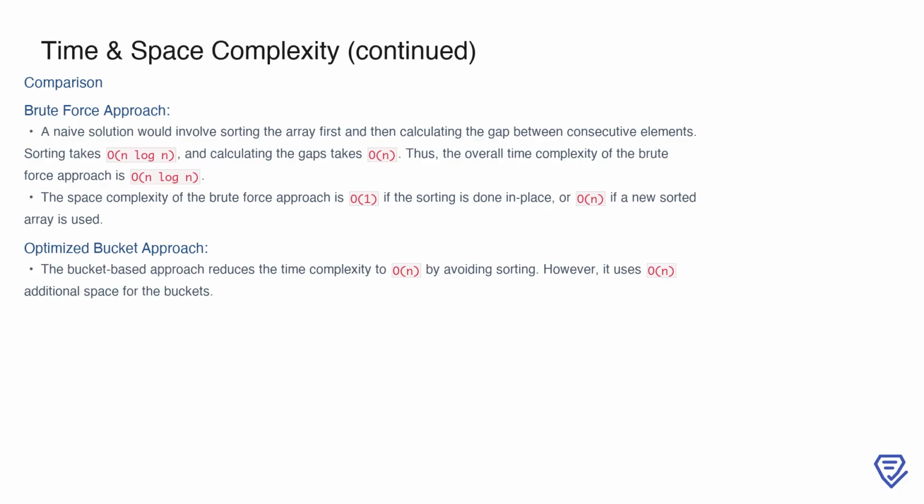On the other hand, the bucket-based approach improves the time complexity to O(n) by eliminating the need for sorting. However, it requires O(n) additional space for the buckets. This trade-off highlights the advantage of the bucket-based approach in terms of time efficiency, especially for large datasets.